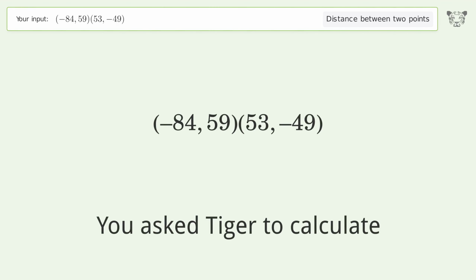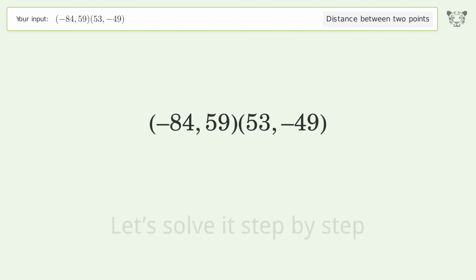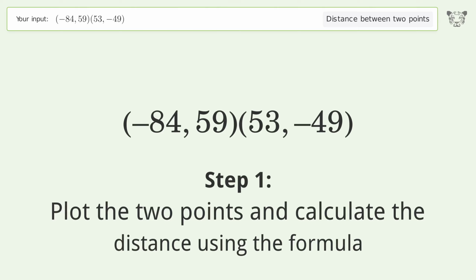You ask Tiger to calculate. This deals with the distance between 2 points. The distance between the 2 points is the square root of 30,433, or 174.451. Let's solve it step by step. Plot the 2 points and calculate the distance using the formula.